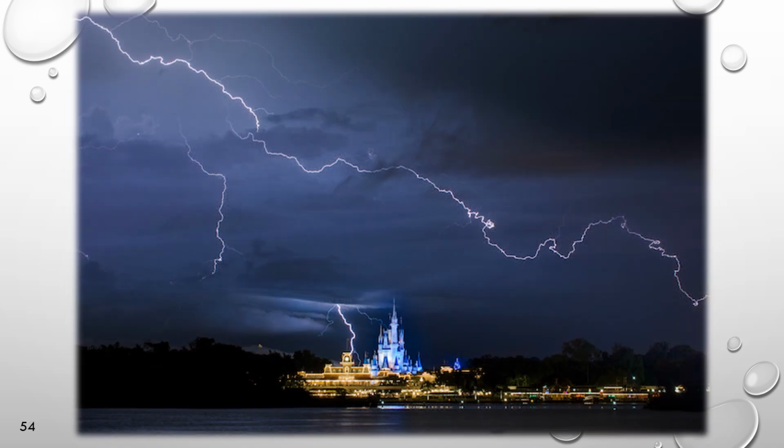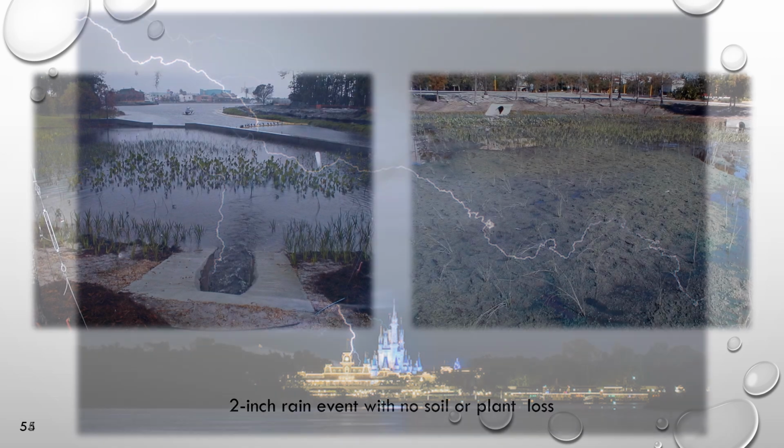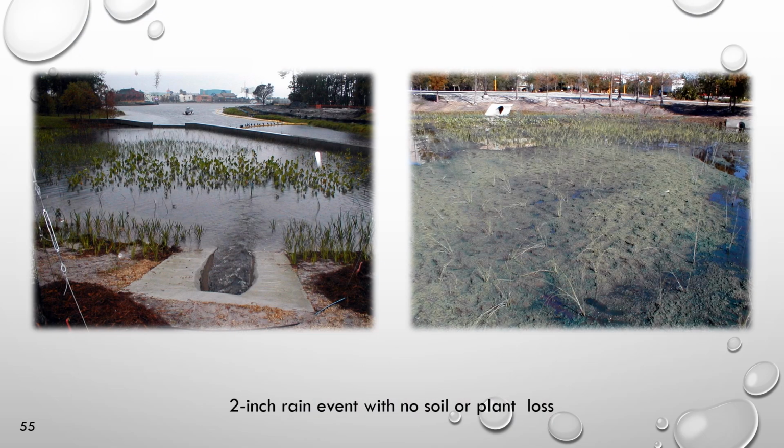So now we have our rainy season in Florida. One of our team members, Eddie Snell, worked for Disney for many years using anionic PAM technologies to manage their stormwater, and this was one of the projects that he was working on. And so of course we're including our Disney picture with the storms beginning. So we get a 2-inch rain event and there was no soil or plant loss.